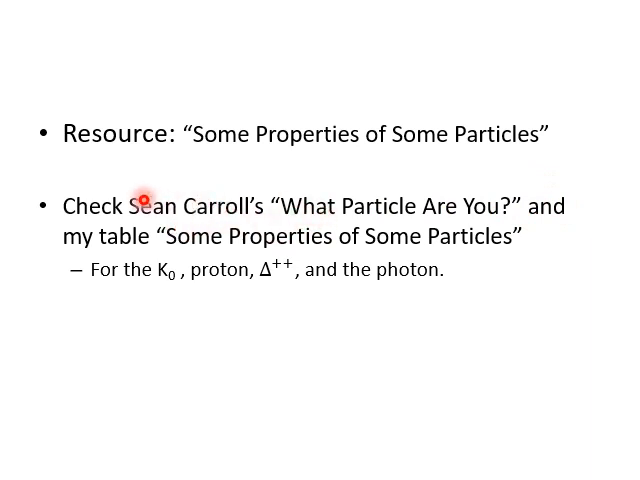And I think that it'd be worthwhile if you all work through some examples of particles to make sure that Sean Carroll's chart, What Particle Are You?, and my table, Properties of Some Particles, are consistent with each other. Four particles that I know they're consistent on are the kaon, the proton, the delta plus, and the photon. So it'd be interesting to go through Sean Carroll's chart to ascertain that with the properties that I've got in my table, you come to the same conclusion, and then try a few others just to see whether the chart and the table are consistent with each other. If you find an inconsistency, let me know, and I'll probably end up changing a number.